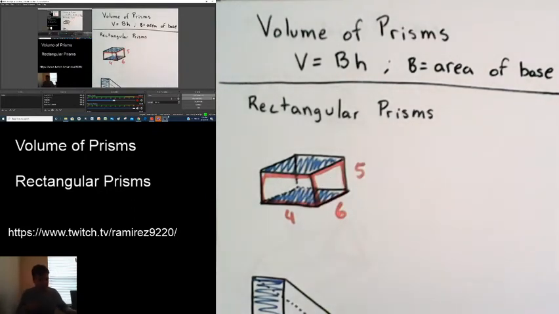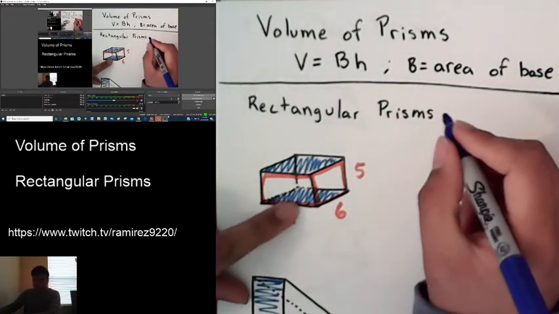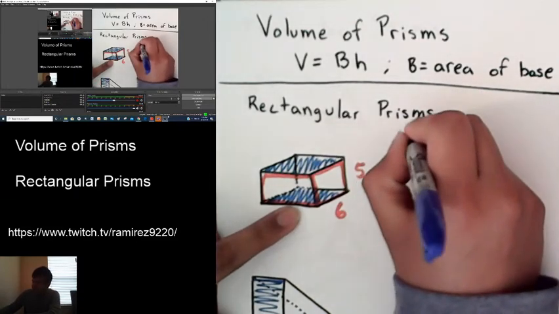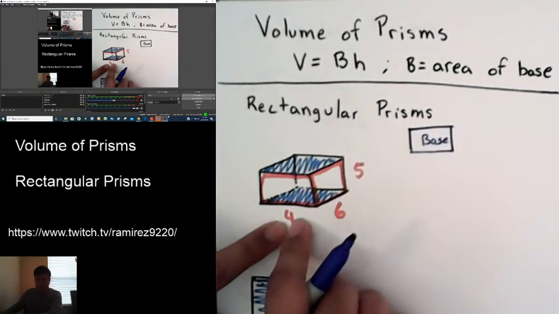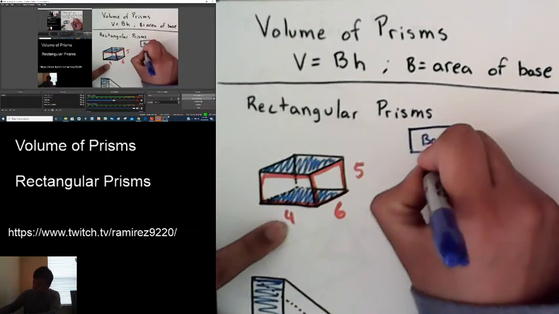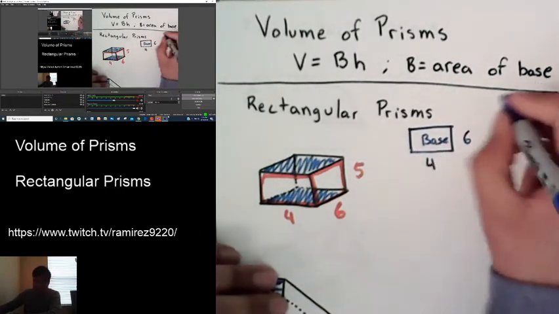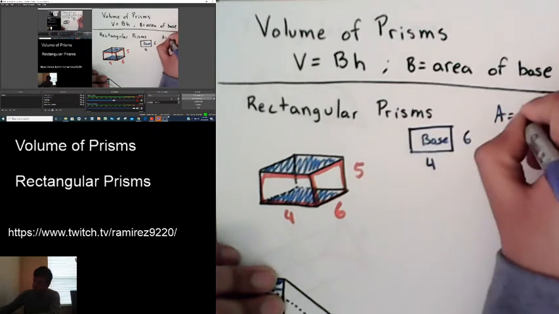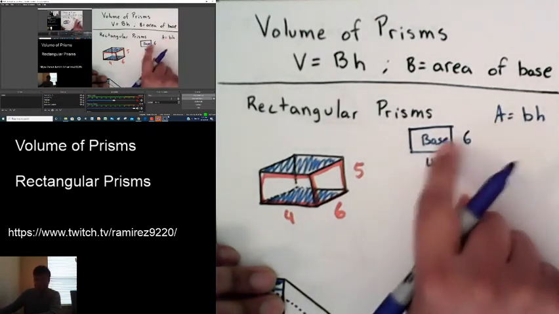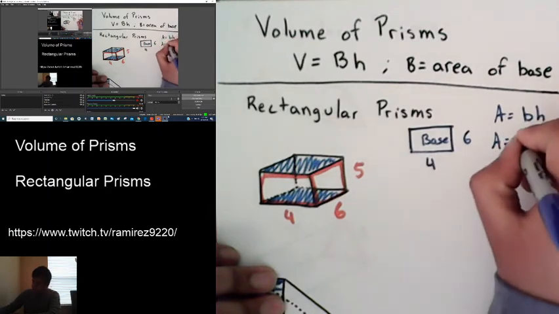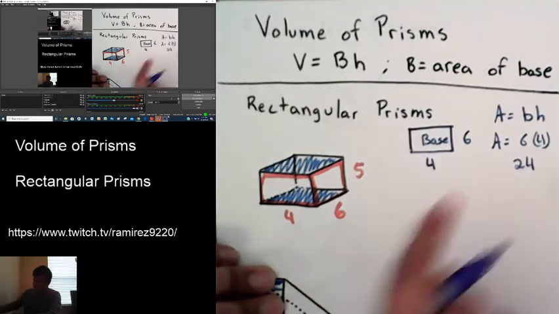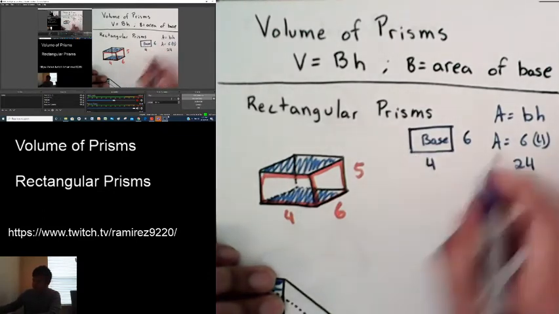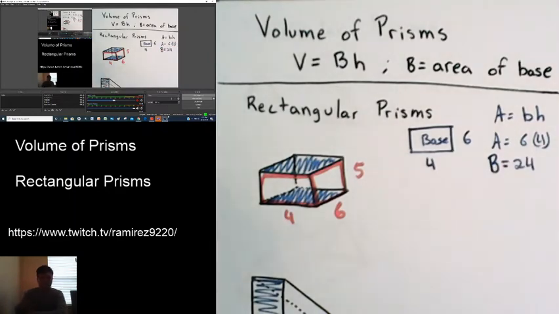If I wanted to find the volume, first you identify your base. This is my base, and my base is a rectangle. And in my base, the sides are 4 and 6. Because it's a rectangle, area is just base times height. So the area of my base is 6 times 4, which is 24. So the area of my base is 24, and that is what big B is going to represent.